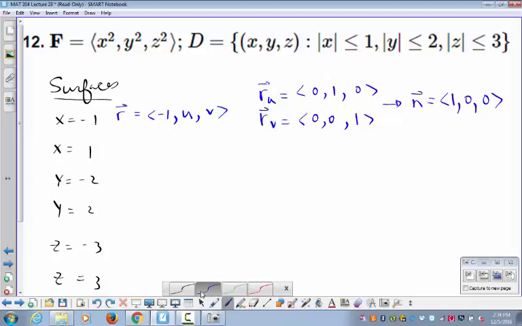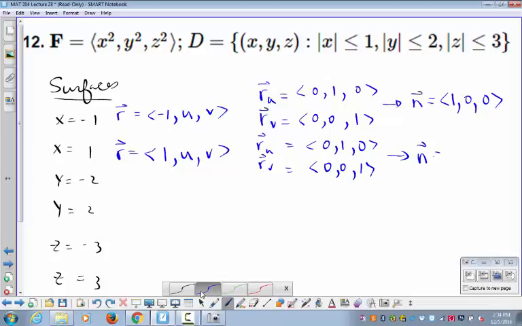Let's do another one and just make sure that we're getting that. So if we plug in this surface right here, x equals 1 is the front plane of the rectangular box. And the normal vector that's going to come out, or excuse me, the parameterization for this surface would just look like that. And then we do our r sub u and our r sub v. So r sub u will be the same, r sub v the same. So we get that.